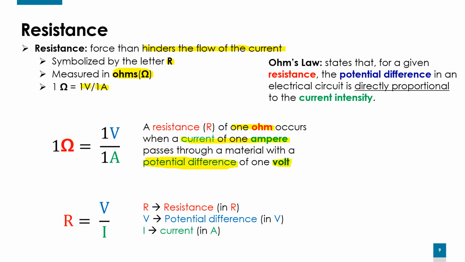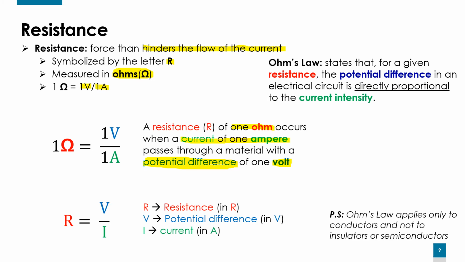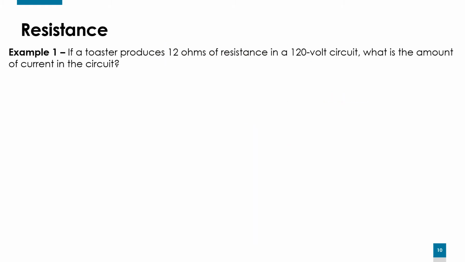But Ohm's law just applies to conductors and not to insulators or semiconductors. So this proportionality between the potential difference and current intensity just applies for conductors, not for insulators or semiconductors. So let's do some practical exercises according to this formula.